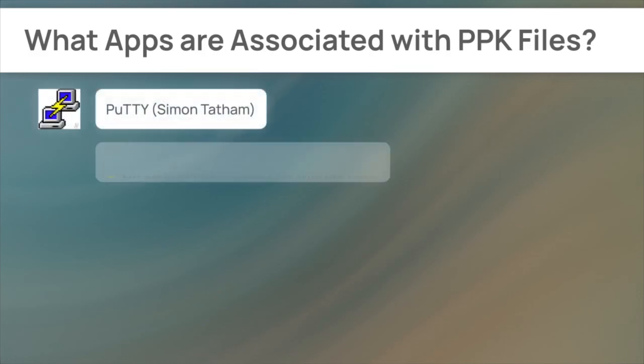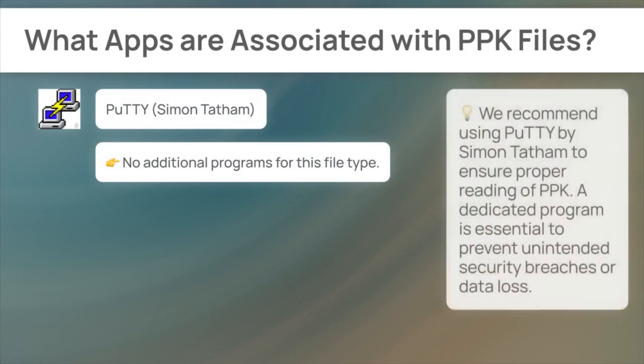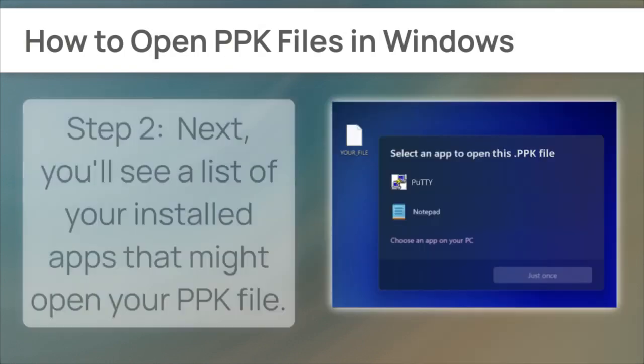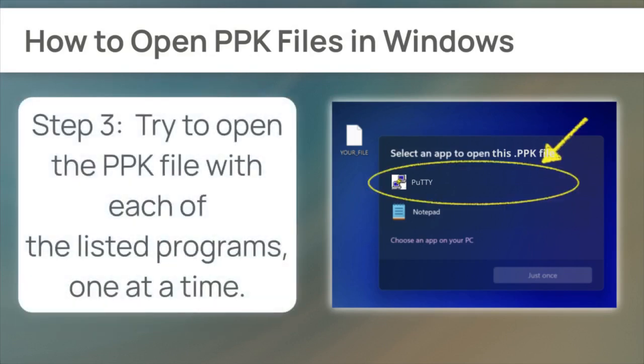To ensure best performance with PPK, always start with PuTTY from Simon Tatham. A dedicated program is essential to prevent unintended security breaches or data loss. Windows offers only basic viewing, so documentation or specialized tools are needed to interpret the settings. Your reliable starting command is the Open With action. Right-click the PPK file and select Open With. If PuTTY is installed, use it. If not, choose another program. We must find the app that claims the file.